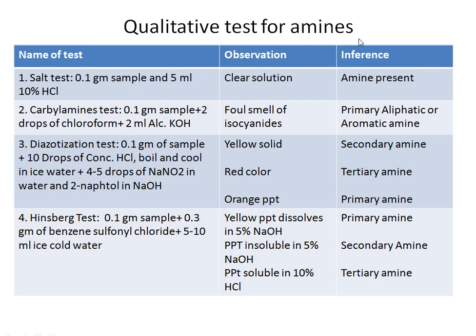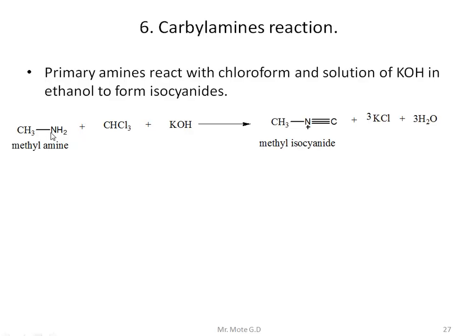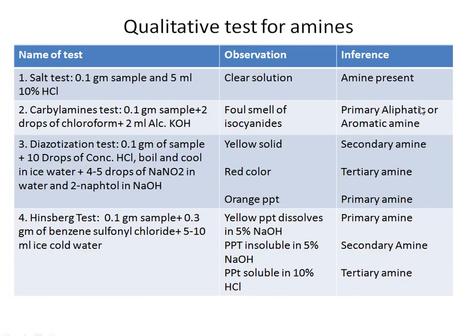And we will see the qualitative tests for amines. First test is the salt test. 0.1 gram of sample, 5 ml of 10% HCl. If you are getting a clear solution, it indicates the amine is present. Then the carbylamine test, we have discussed in this reaction. Primary amine treated with chloroform and KOH to form methyl isocyanide. 0.1 gram sample, 2 ml chloroform, 2 ml alcoholic KOH. A foul smell of isocyanide indicates primary aliphatic or aromatic amine.